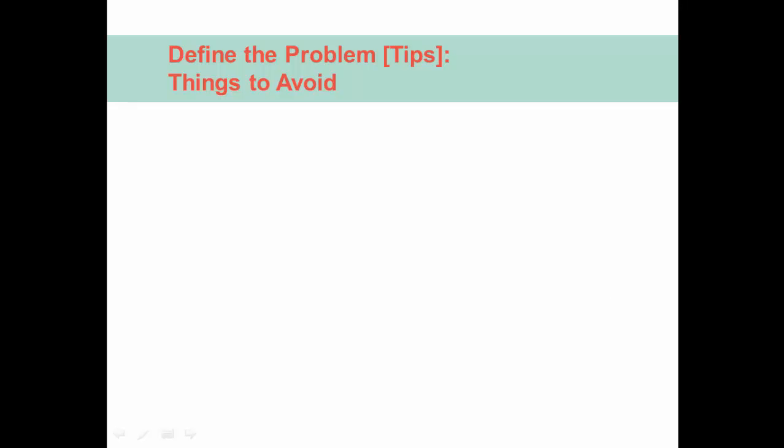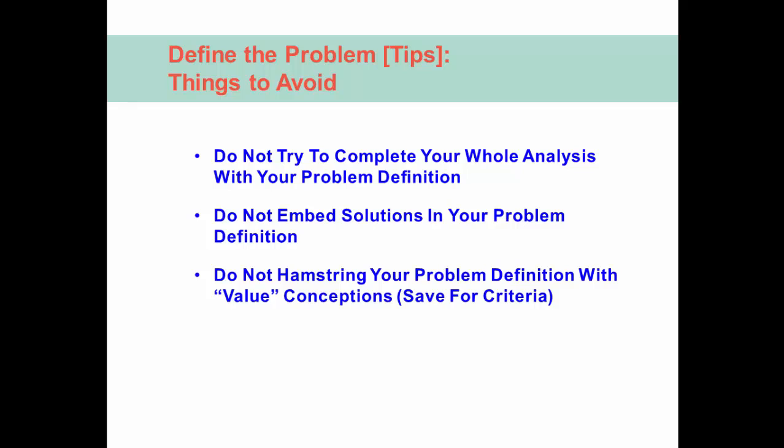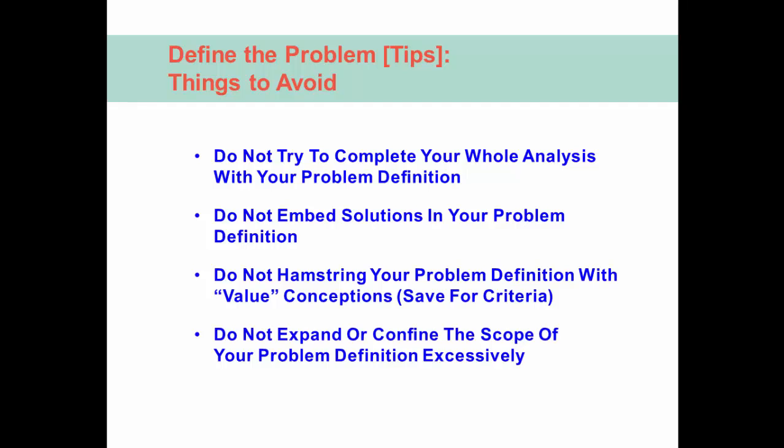This is Larry Rosenthal of the Goldman School with some remarks on defining the problem, some tips on things to avoid. First, do not try to complete your whole analysis with your problem definition. Next, do not embed solutions in your problem definition. Third, do not hamstring your problem definition with value conceptions and save those for criteria. Last, do not expand or confine the scope of your problem definition excessively.